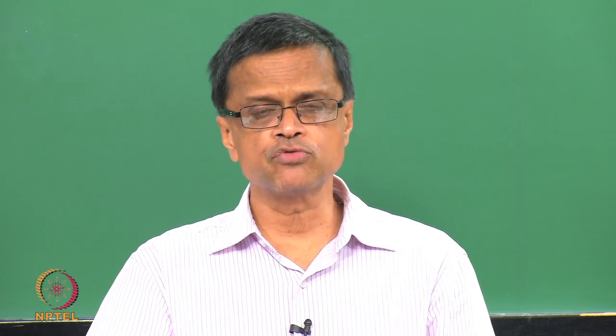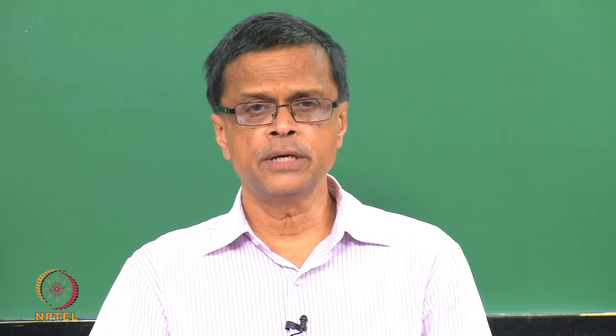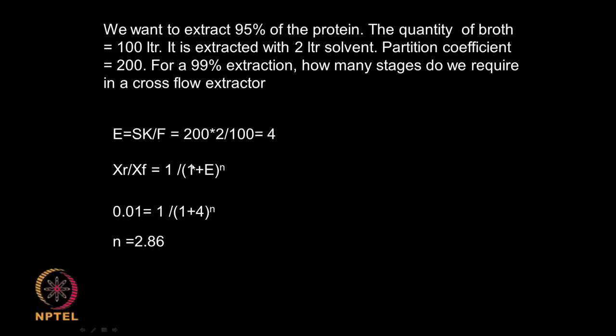This is called cross flow. What do you do? Every time you are adding the solvent, it could be fresh solvent, into each stage. So your feed flows through stage 1, stage 2, stage 3, stage 4, whereas solvent is entering independently in each of the stages. That is called the cross flow extraction.